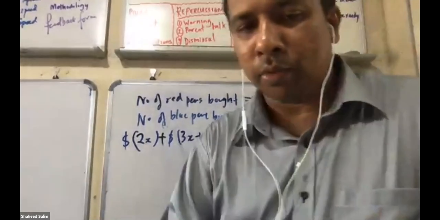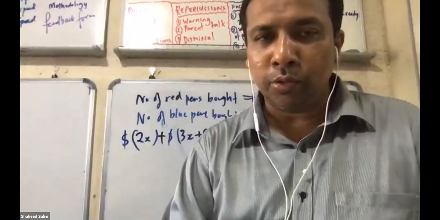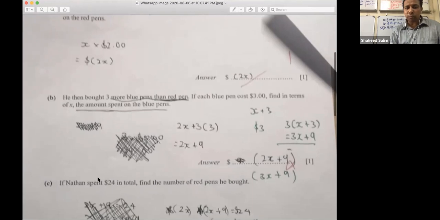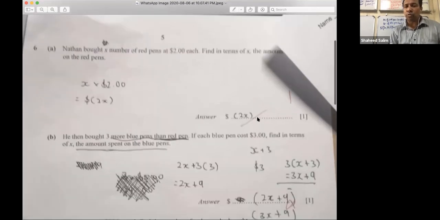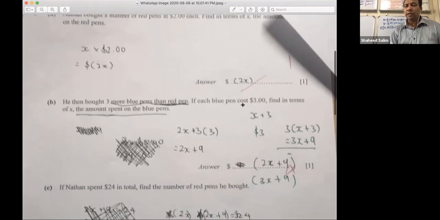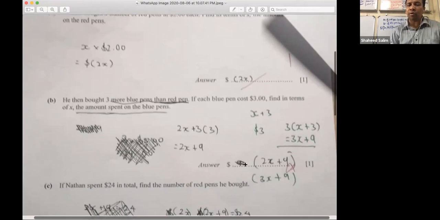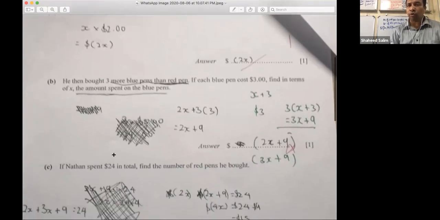You read the question. Okay, because you seem a little bit confused. Now down here, Nathan spent $24 in total, doing what? Buying the red pens and blue pens. So for the red pens, the price he paid is $2X. 2 is the price for 1 pen, X is the number. So 2 times X is the total amount he paid for the red pens. The blue pens, he paid 3X plus 9. Okay, so we add 2X plus 3X plus 9 to give the total amount of money paid, which is $24.